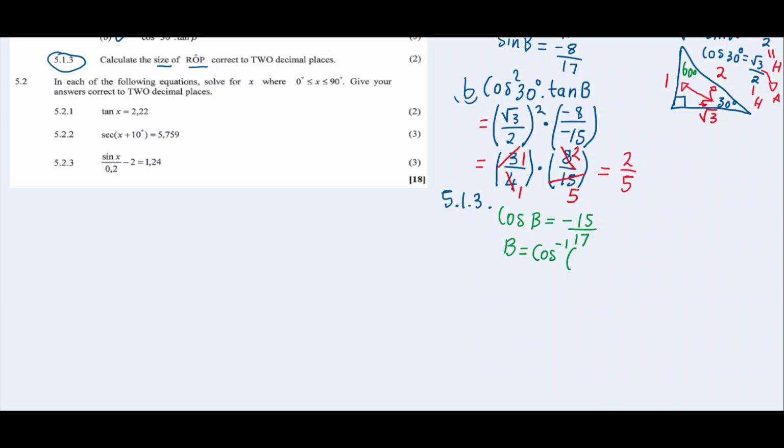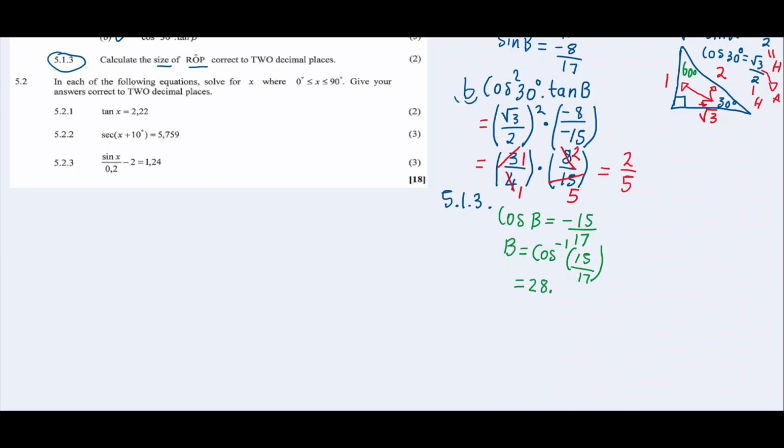So let's just use the calculator quickly just to check something. We do have two options to solve the problem. What we can do here is to first look at the 15 over 17. Let's ignore the negative and look at the cos inverse of that. So we'll get shift cos of 15 over 17.